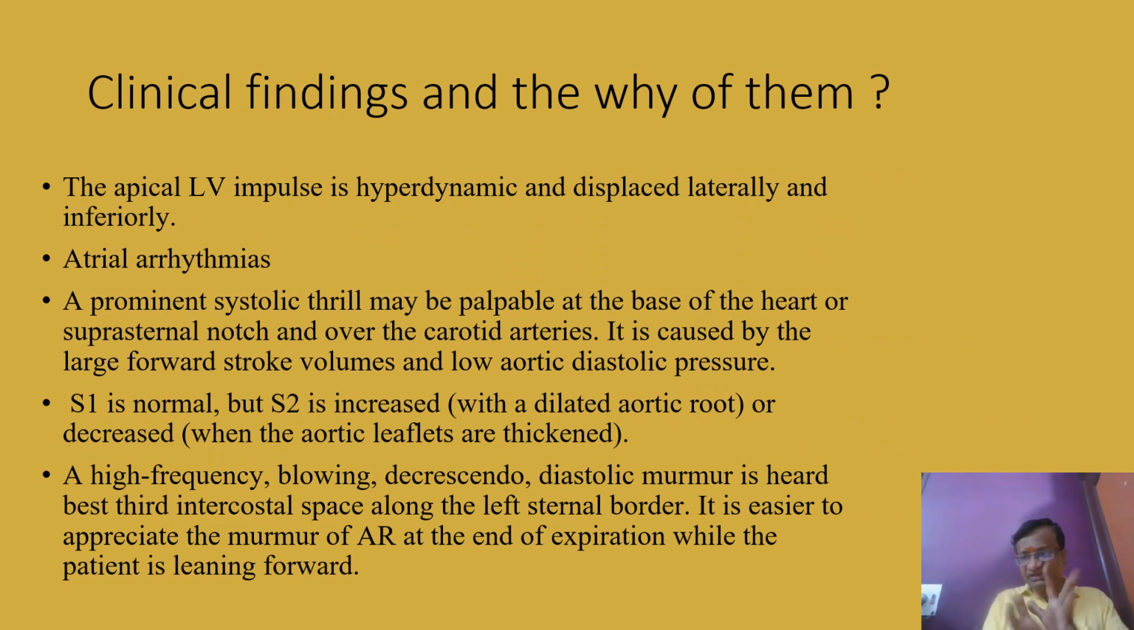Now you see the LV is dilated, so the apical impulse automatically has to push laterally and inferiorly. The atrium may be dilated and there may be atrial arrhythmias. Now we can see a systolic thrill because of aortic regurgitation; high frequency may be palpable because of large stroke volumes.